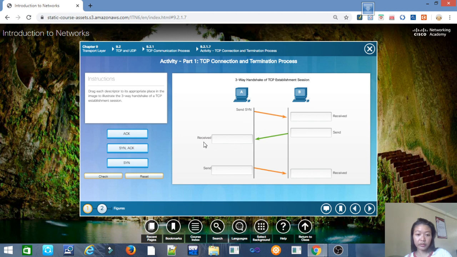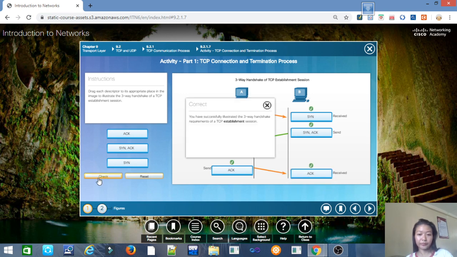For the SYN receive, it is both, then send, acknowledge, receive, synchronize, send, both, then receive, acknowledge. Check. And we have successfully illustrated the three-way handshake requirements of a TCP established session.